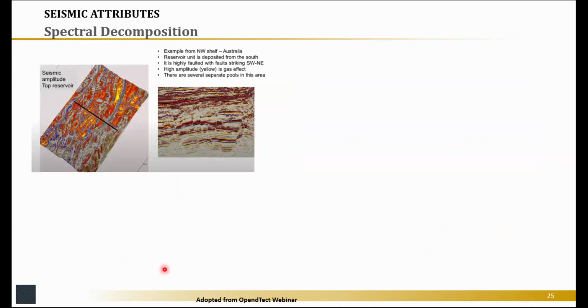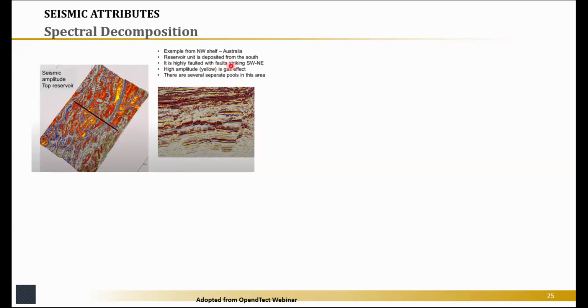Another example here is from the Northwest Shelf, Australia, adopted from an OpenDetect webinar. You see here you have the seismic, this is the seismic at the top of the reservoir. You can see that you have high amplitudes and some features here. Maybe you can interpret these as faults here, others here, and also faults here and there. So the area is heavily faulted.